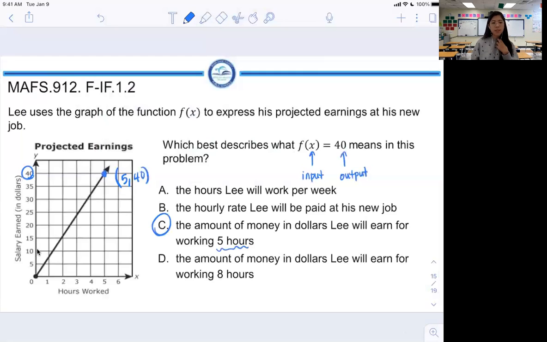So yes, if you chose C, that is correct. I just want to make sure we understand why. Questions on this one? Okay, cool.